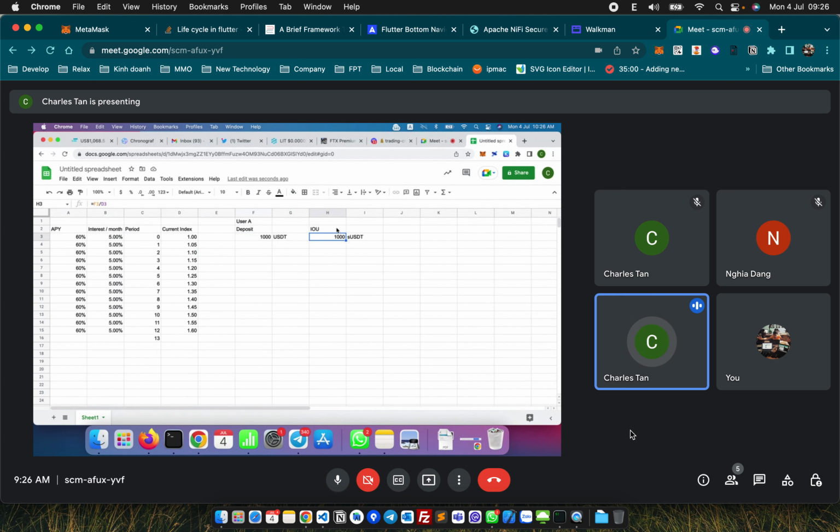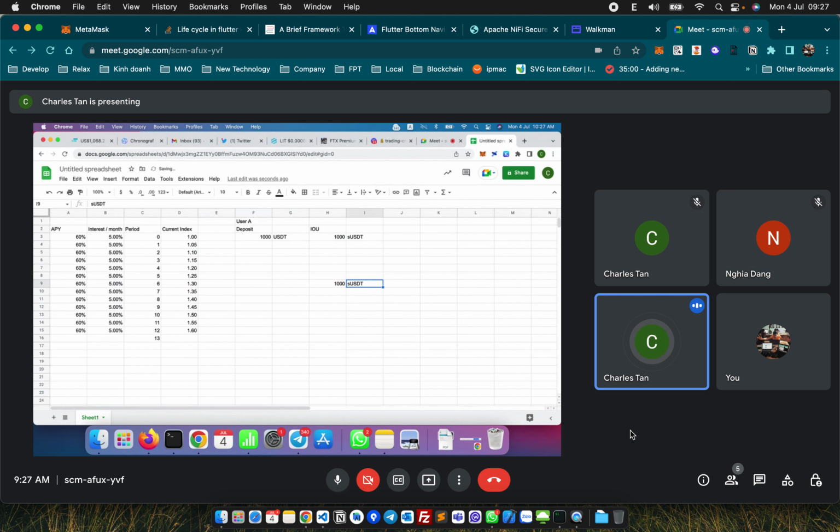So what's happening is that you're getting this IOU, this sUSDT or S whatever token, right? These S tokens are basically IOU tokens. As time goes by for user A, maybe 6 months later, so 1, 2, 3, 4, 5, 6, if you look at his wallet, does he have USDT? No. 6 months later, user A still doesn't have any USDT. He still has the same 1,000 sUSDT.